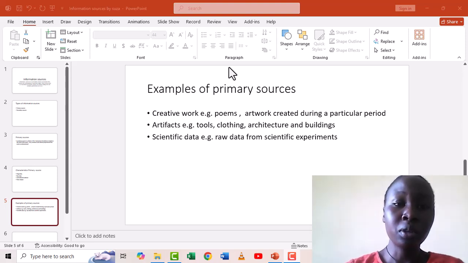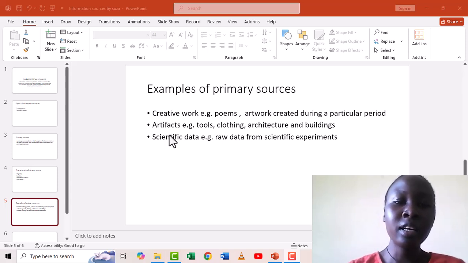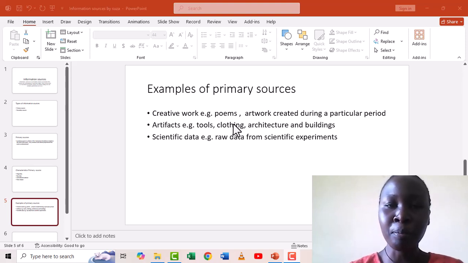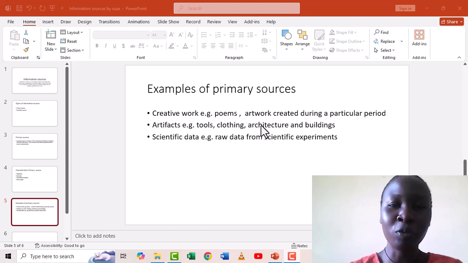Now I'm going to take you through the examples of primary sources. They are categorized into three. We have the creative work, the artifacts, and the scientific data. Under the creative works, we have the poems, the artwork created during a particular period of time. And under the artifacts, we have the tools, the clothing. For example, let me say the clothing which Jesus was crucified with, which is preserved in Jerusalem. That's an example of a primary source. Then architecture, for example, old houses of those days.